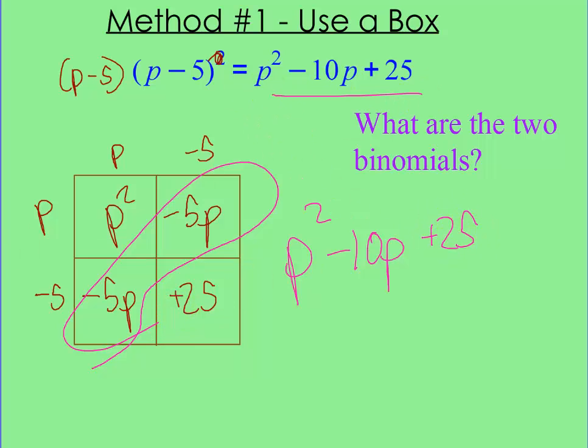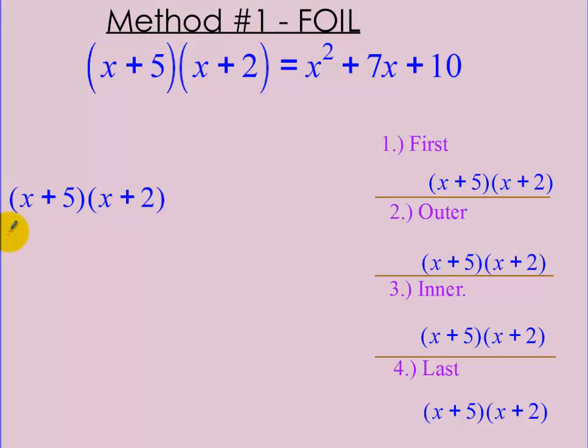Now let's try it with the FOIL method. So with the FOIL method, we don't draw boxes. We have to multiply it out. It's kind of like a distributive method. It's like using the distributive property, but just using it a bunch. So FOIL stands for first, outer, inner, last. That's what FOIL is.